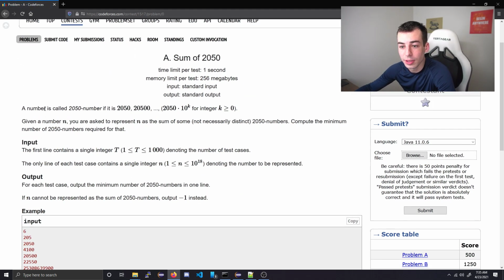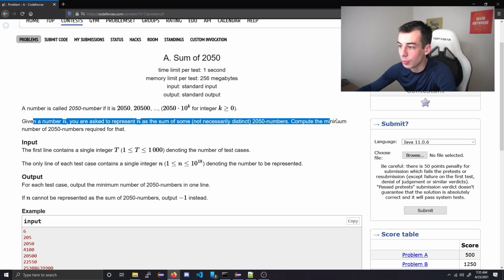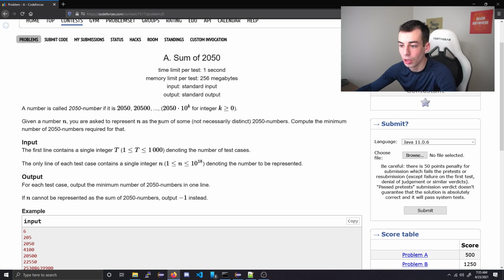A number is called a 2050 number if it is 2050 times 10 to the k. Given a number n, you're asked to represent n as the sum of some 2050 numbers. Compute the minimum number of 2050 numbers required to do that.